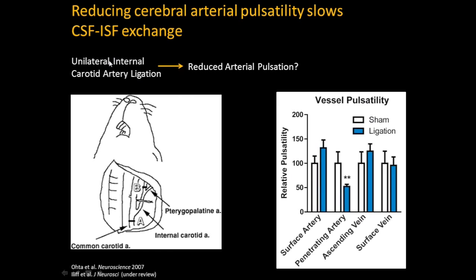Here with this unilateral carotid artery ligation, and these are values taken 30 minutes after ligation, we see that there's a reduction in measured pulsatility in the penetrating arterioles. We don't really see any differences at any other level of the vasculature. Not in the surface arteries, not in the veins, only in these penetrating arterioles.